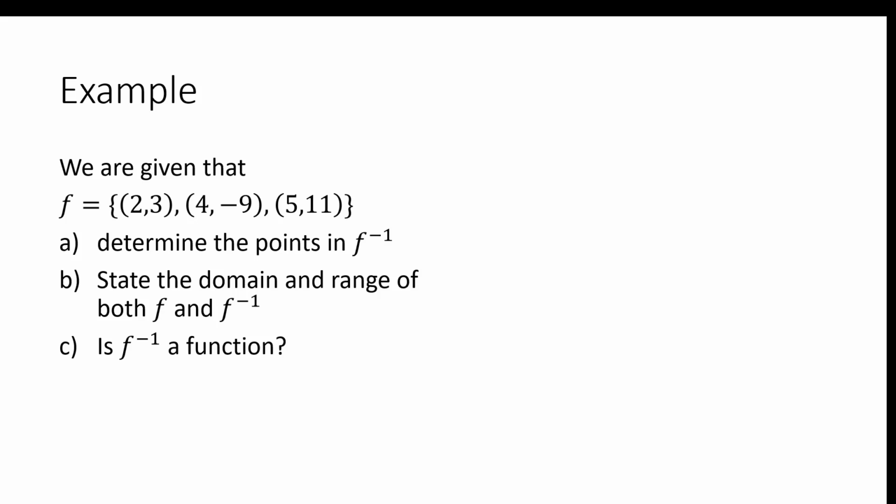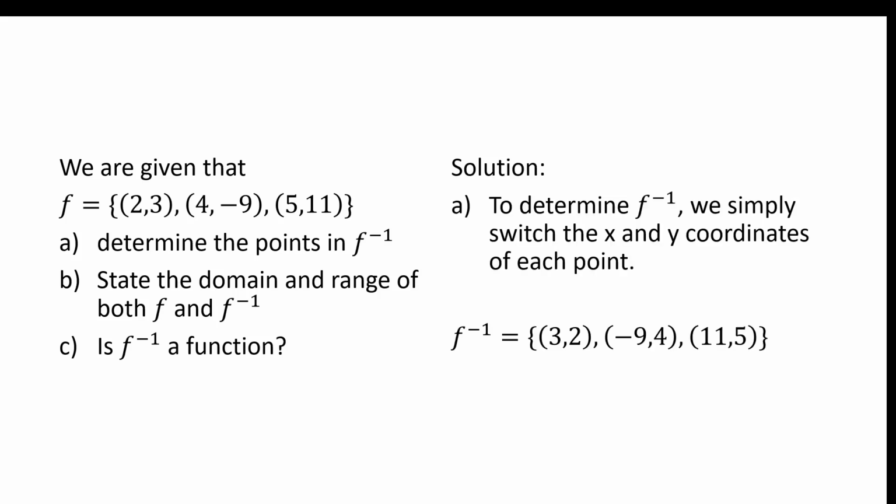Now, suppose we're told that there's a function with the points (2, 3), (4, -9), and (5, 11). We want to determine the points in f inverse. We want to state the domain and range of f and f inverse, and then we want to say if f inverse is a function. So to determine f inverse, we're just going to switch the x and y coordinates. (2, 3) becomes (3, 2). (4, -9) becomes (-9, 4). (5, 11) becomes (11, 5). Those are the points in f inverse.